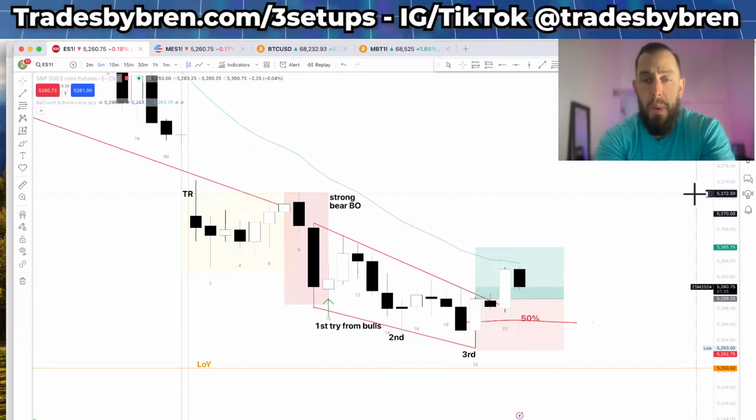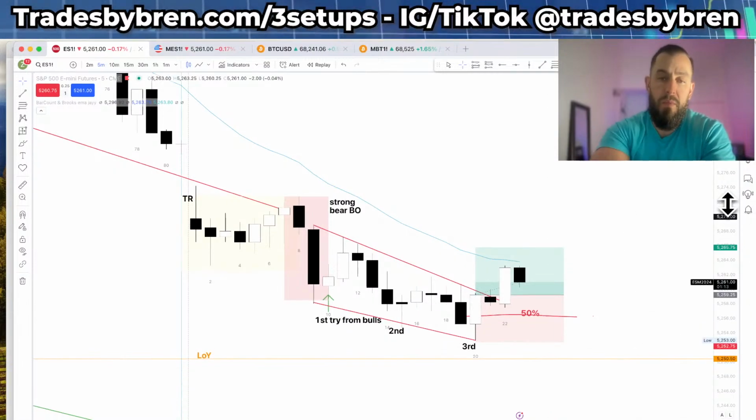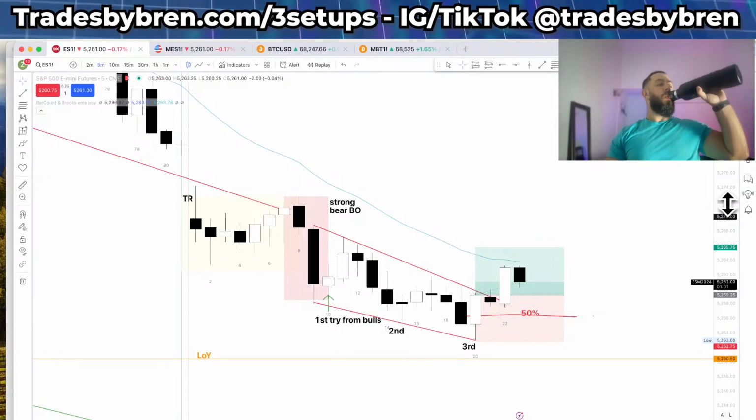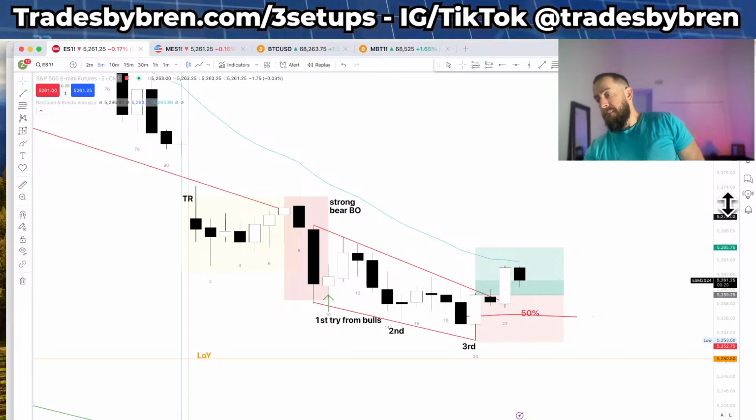So if you were hoping for a bull reversal, we got it. We just didn't get that full 1-to-1. Also, anything goes until the candle closes, right? Crazy.